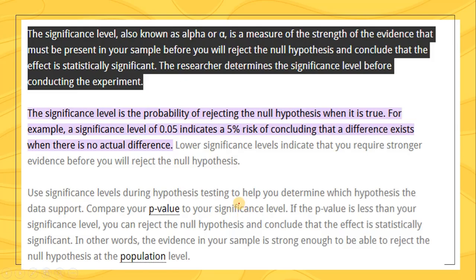So again, there's this concept, significance level. In other books, it's also known as alpha. The measure of the strength of evidence that must be present in your sample. How much evidence do you have against your null hypothesis? Okay, we have this significance level of 0.05, indicating a 5% risk of concluding that a difference exists when actually there's none. Okay, we also have this p-value that we will compare, but we can go back to this later.